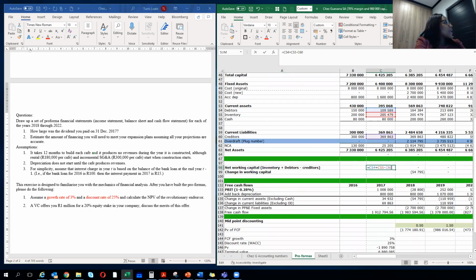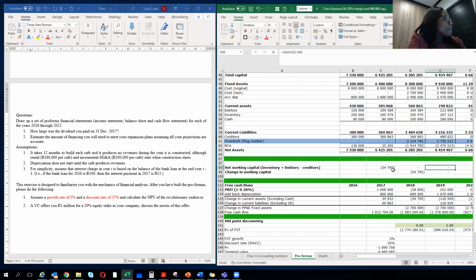So if you notice my calculation here, I'm adding the 2 assets, the debtors and the inventory, and then I just subtract your creditors of 369,863. I do that for every single year. I add up the 2 debtors and inventory balance, and I subtract each time your creditors balance. Do it for all the different years.